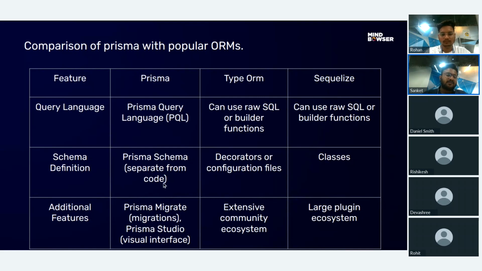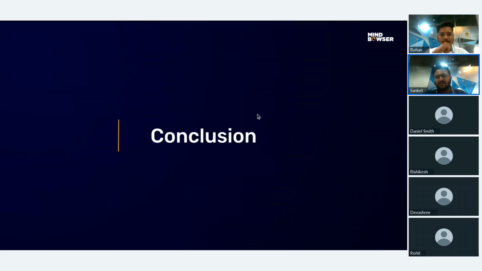Next, additional features. Prisma provides Prisma Migrate, which makes life easy. It also provides Prisma Studio as a visual interface, which will run locally only. TypeORM has extensive community support, and Sequelize has a larger plugin ecosystem. So these were the comparison between Prisma and other popular ORMs.